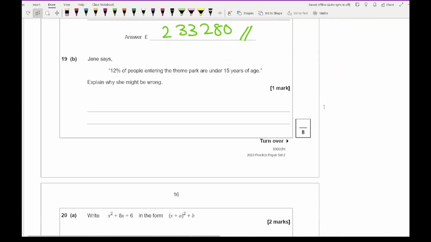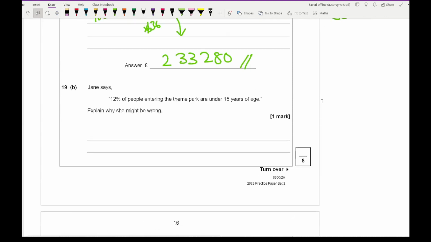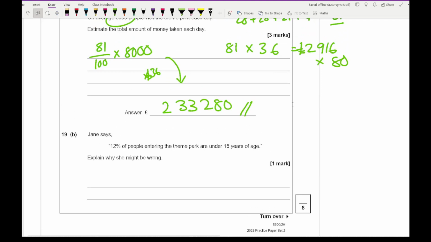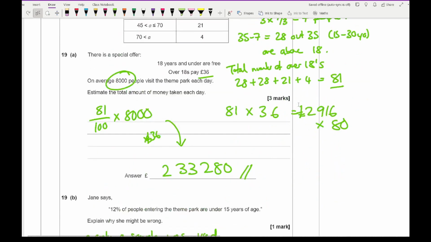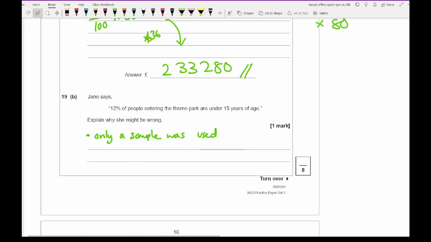Then moving on to 19b, it says Jane says 12% of the people entering the theme park are under 15 years. Explain why she may be wrong. Well, for this there's a couple of reasons which you could say. So you could say something along the lines of that only a sample was used. So we know that 12% was from the sample, but how representative is that sample? So only a sample was used. You could say just exactly what I just said there.